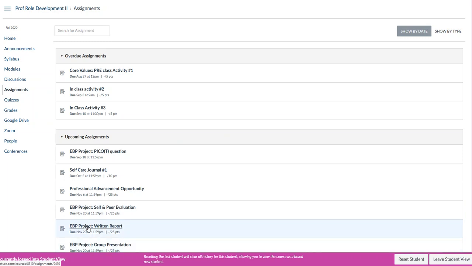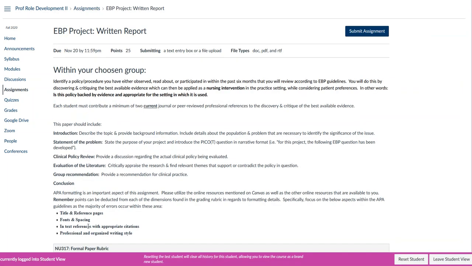So I'm going to open up the written report assignment and just talk about it. So within your chosen group, remember I asked you to work within your clinical groups, about 3 to 5 of you, no more than 5 of you, no less than 3 of you, please. I want you to identify a policy that you've observed, read about, or participated in within the past 6 months that you'll review according to evidence-based practice guidelines. So you're going to discover and critique the best available evidence or literature that you can apply as a nursing intervention in the practice setting.